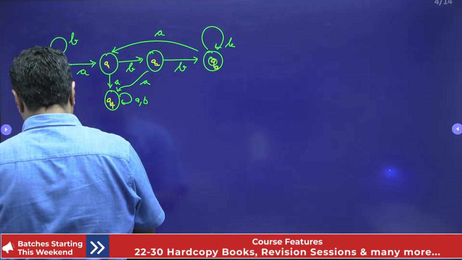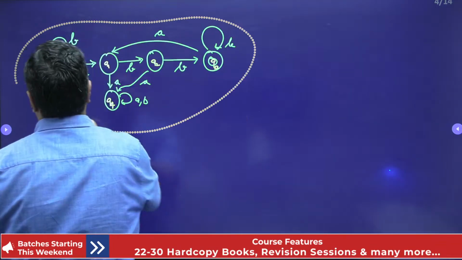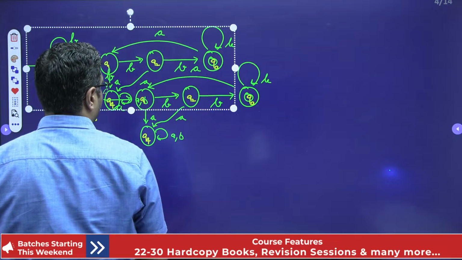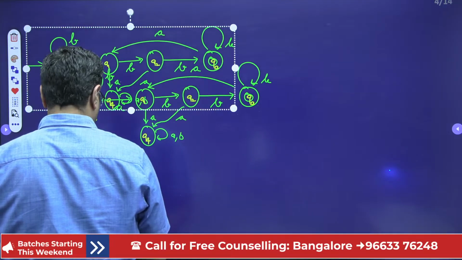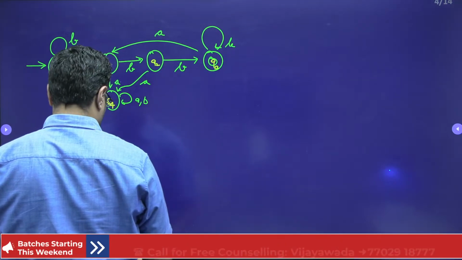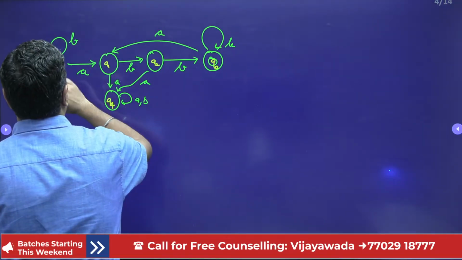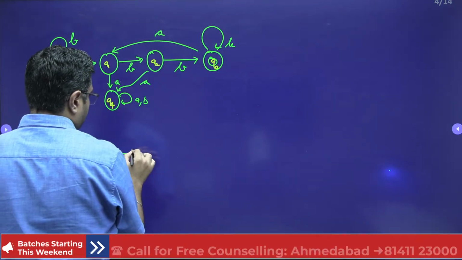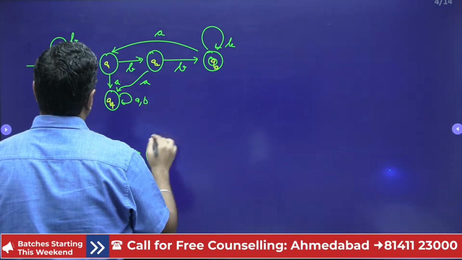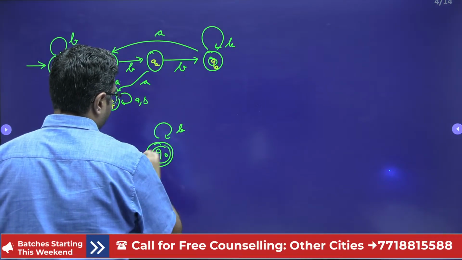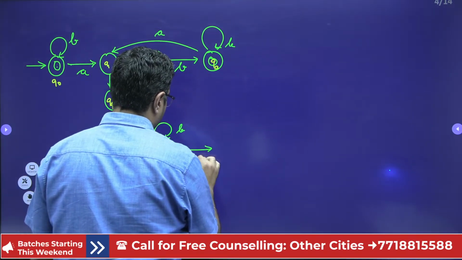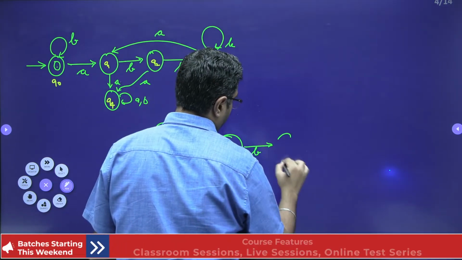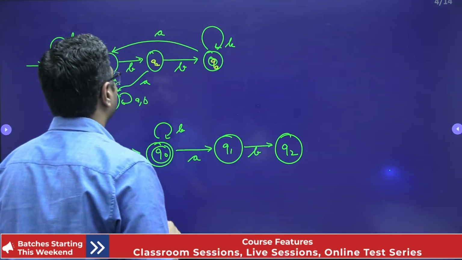Let me redraw it. Initially you have Q0, on B it remains on itself and it is a final state too, and on A it goes to Q1, and on B it goes to Q2.